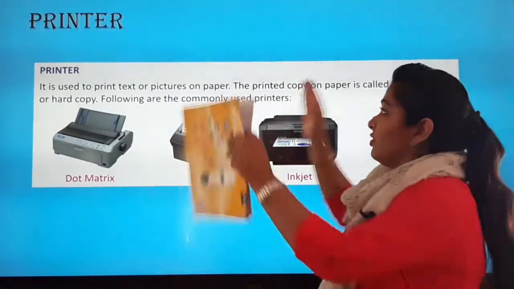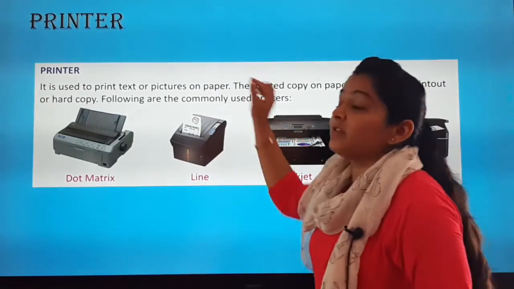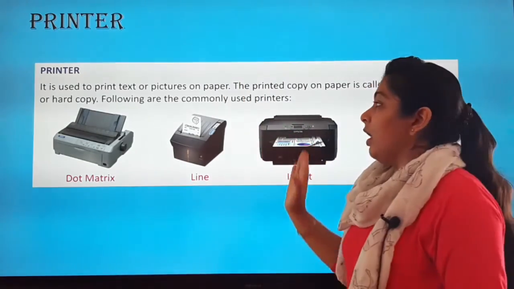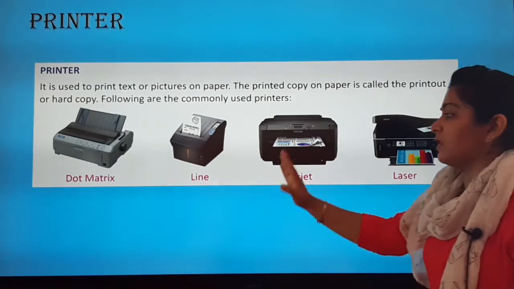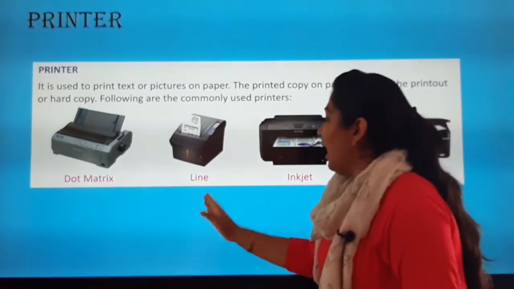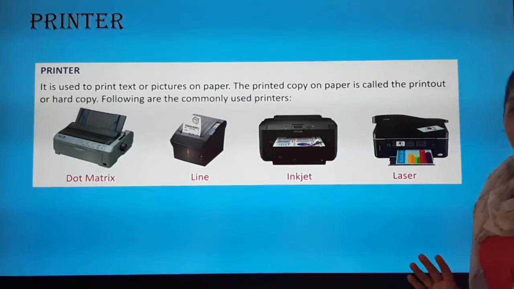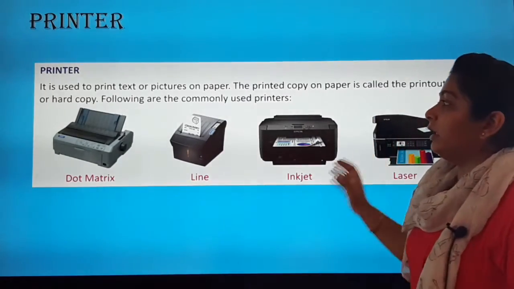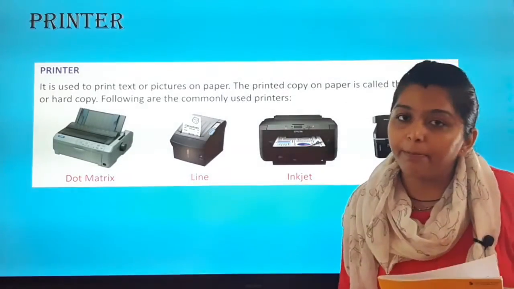Okay? मुझे जब ये पूरे डॉक्यूमेंट का हार्ड कॉपी चाहिए होगा, I will use a printer. Clear? Now these are the following printers. Some commonly used printer. This is just for your information. The first one is dot matrix, line printer, inkjet printer and laser printer. Okay? What is printer? To take out the print of pictures on a paper. Clear?